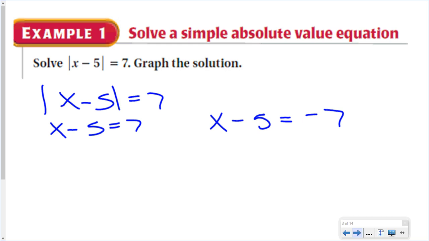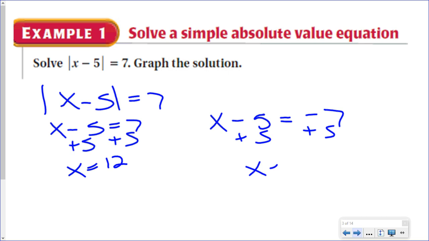The biggest thing students forget is to write two equations. Now remember, two answers is what you get. Solve this one for x, you add 5, x equals 12. Solve this one for x, add 5, x equals negative 2.